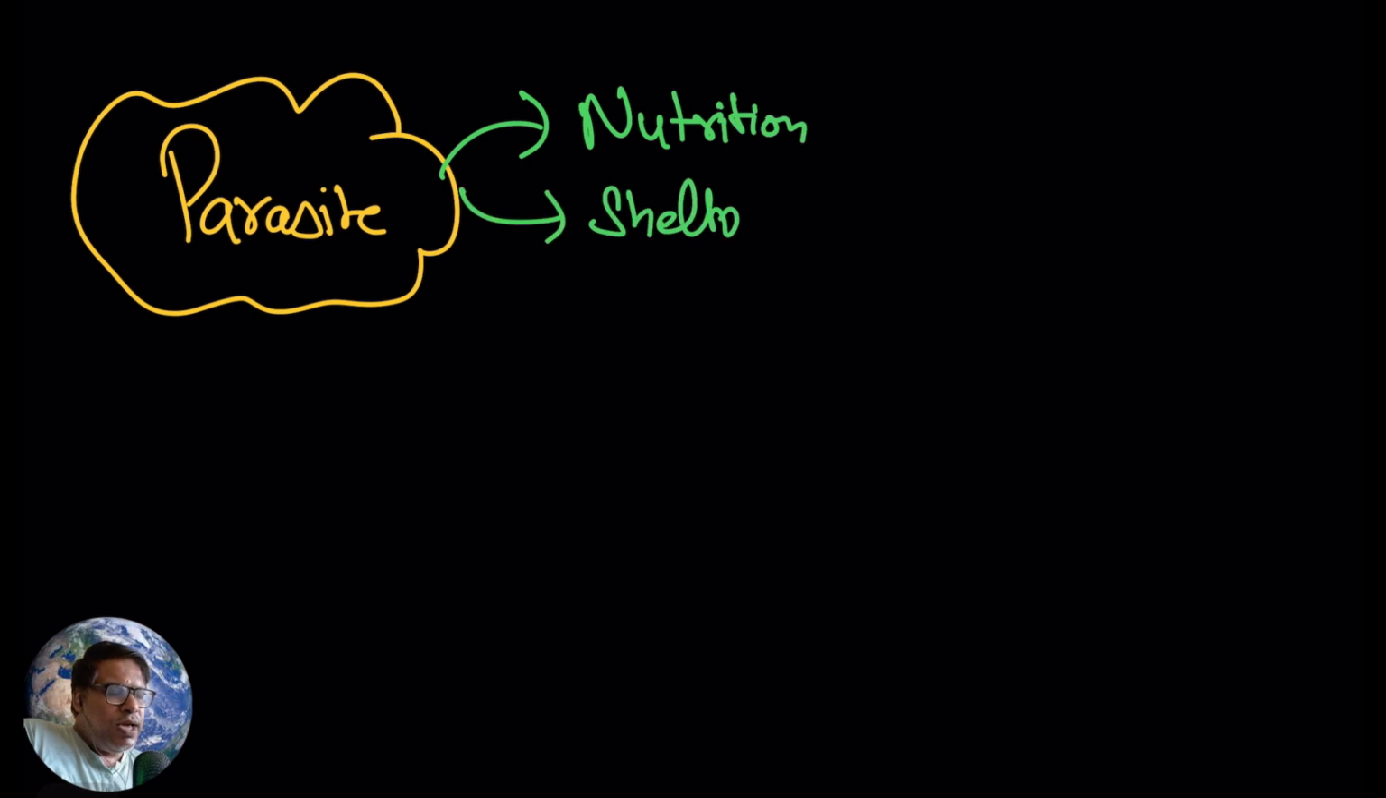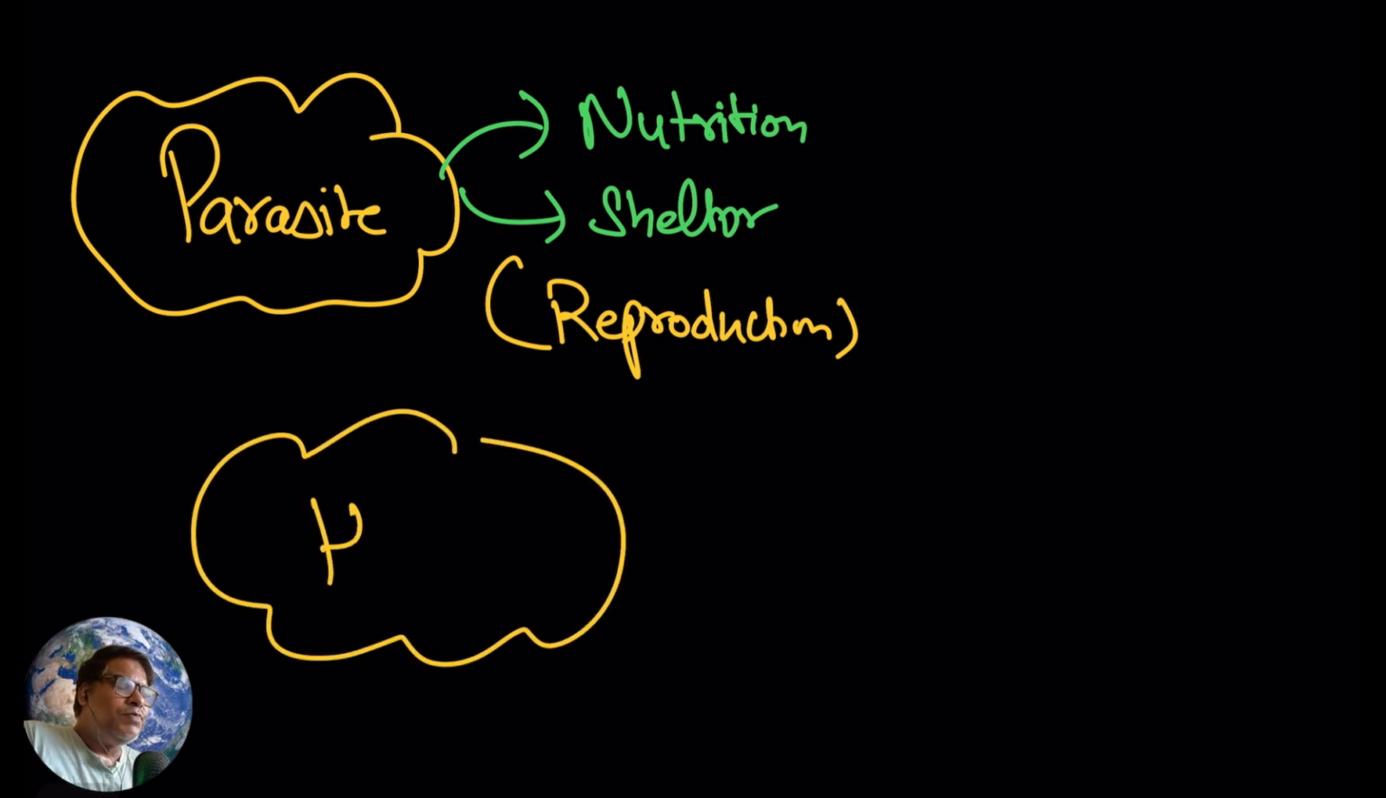Now let us move further and have more discussion related to parasites. Parasites generally get nutrition and shelter from the host. The host provides a favorable environment to the parasite, and within the host, these parasites can reproduce and multiply successfully.